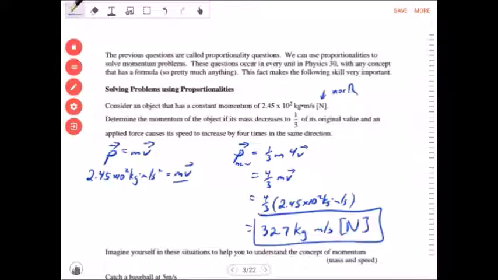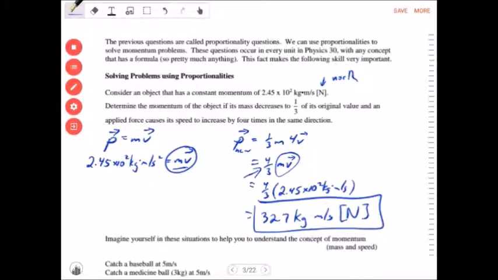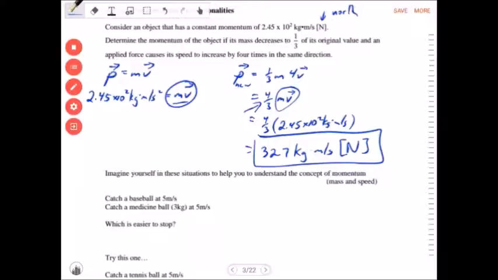So if we write it in 2 steps like this, we can always do that little substitution with the MV, and then we just multiply it by whatever that number works out to be. It's pretty nice, pretty straightforward, and like I said, this will happen in every unit in Physics 30.